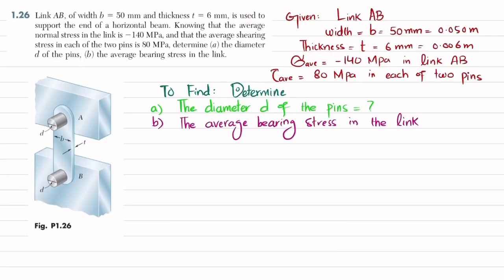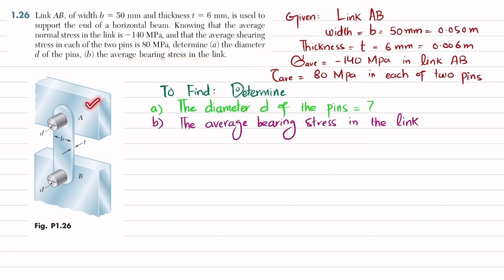Welcome back. Problem 1.26. The statement is: link AB of width b 50 mm and thickness 6 mm is used to support the end of a horizontal beam, knowing that the average normal stress in the link is minus 140 megapascal and the average shearing stress in each of the two pins is 80 megapascal. Determine A, the diameter d of the pin, and B, the average bearing stress in the link.